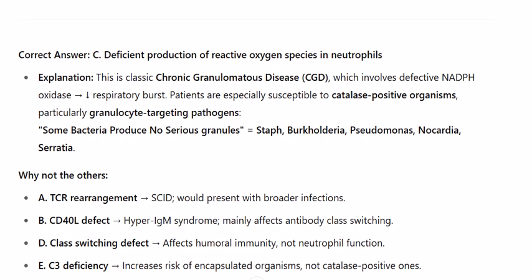Why not the others? A. TCR rearrangement defects would present with broader infections. B. CD40L defect, hyper IgM syndrome, mainly affects antibody class switching. D. Class switching defect affects humoral immunity, not neutrophil function. E. C3 deficiency increases risk of encapsulated organisms, not catalase-positive ones.